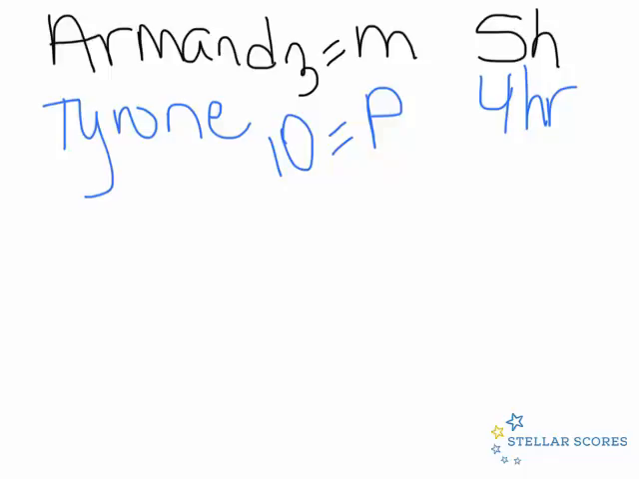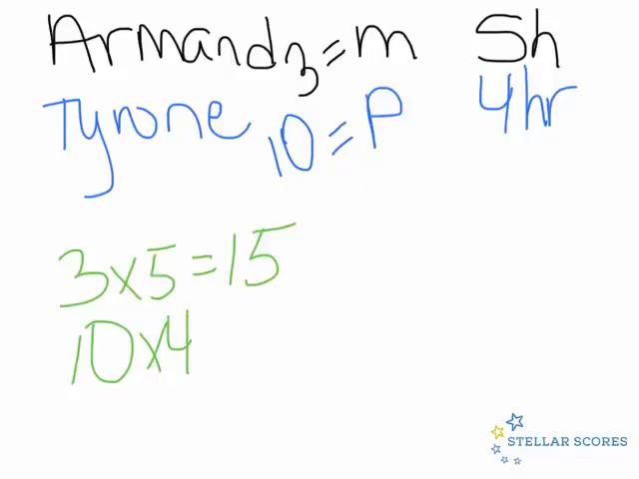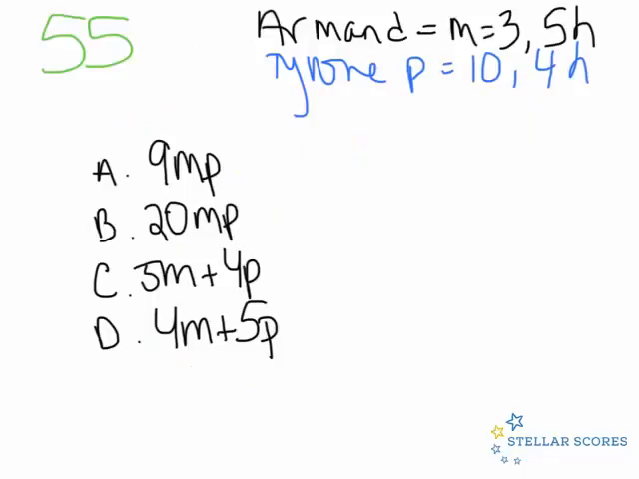Well, if Armad sent 3 messages per hour for 5 hours, that means he sent 15. And if Tyrone sent 10 messages per hour for 4 hours, that means he sent 40 messages. And then if we add those up, they sent together a total of 55 messages. So we know we're looking for a total of 55, that when M equals 3 and P equals 10, our answer is 55.